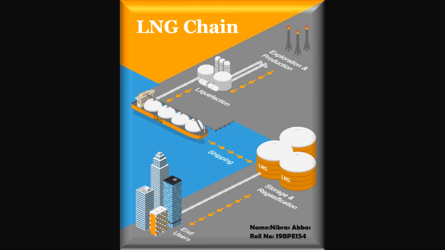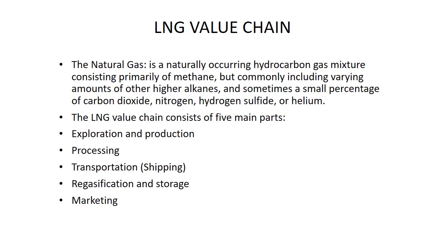Today I am going to talk about the LNG value chain. Let's start. The natural gas value chain speaks to the series of interdependent activities which link the natural gas in the ground to the end consumer. The LNG value chain consists of five main parts: exploration and production, processing, shipping or transportation, regasification and storage, and the last one is marketing.